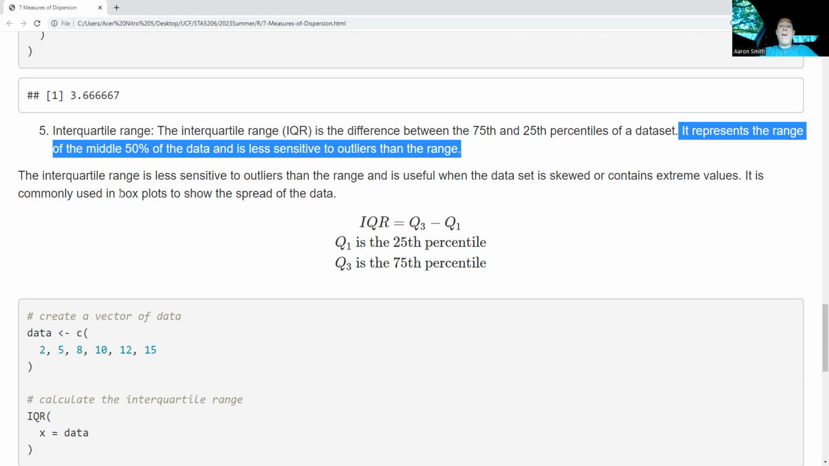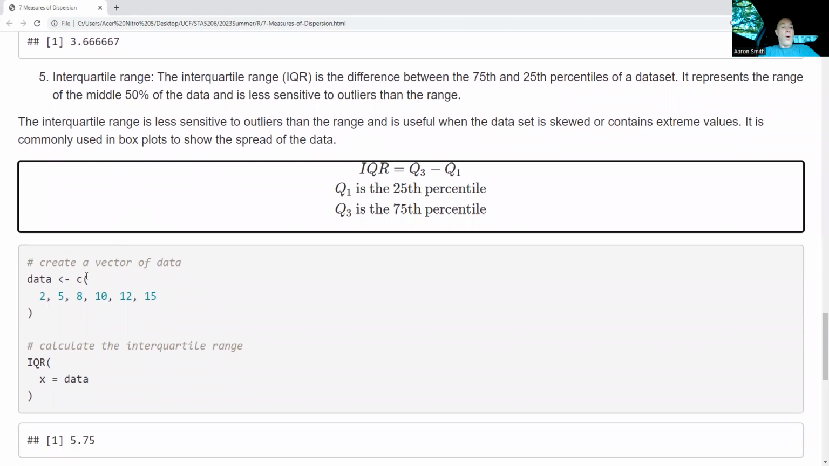So this is by far, of the ones that we've talked about, the least sensitive to outliers. It's less sensitive to outliers than range and standard deviation and variance. And it's useful when the data is skewed or it contains extreme values. And we use this every time we look at box plots.